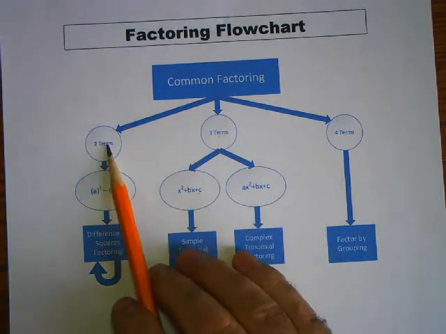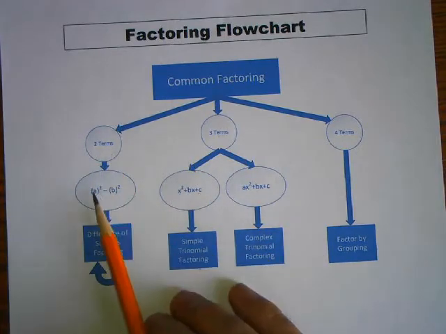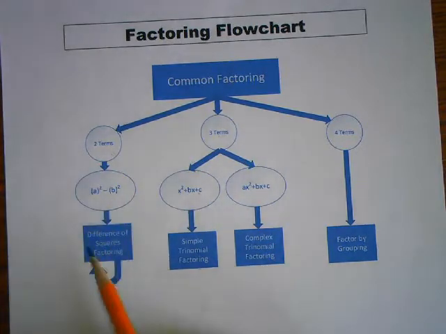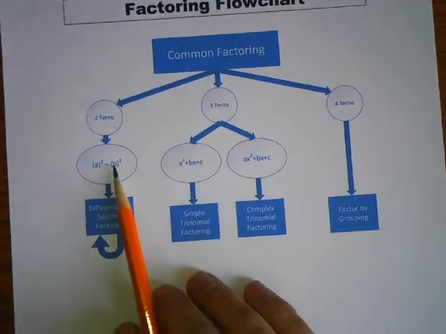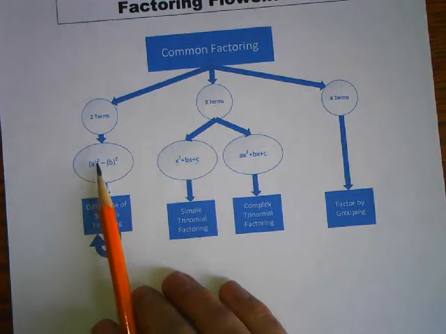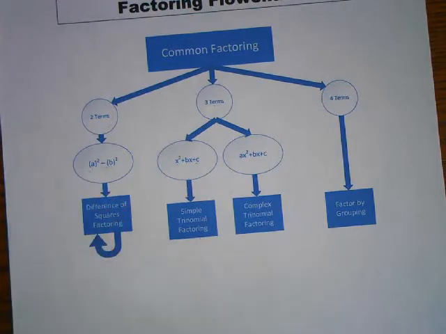Now if there's 2 terms, it's possible that it could be a difference of squares. Difference of squares is always 2 terms. So you'd look to see if it is a difference of squares using that little checklist of 3 things. Is it 2 terms? Is there a subtraction sign? And can you take the square root of each of the 2 terms?